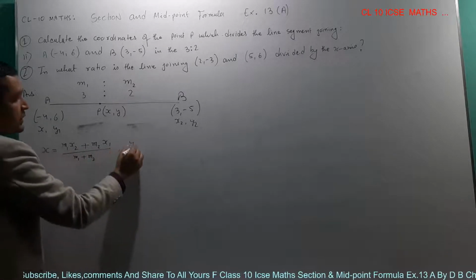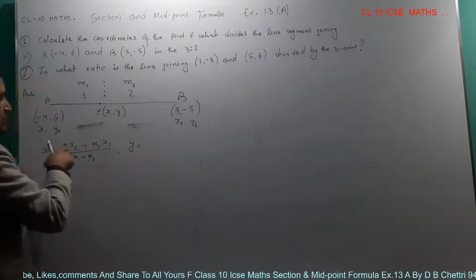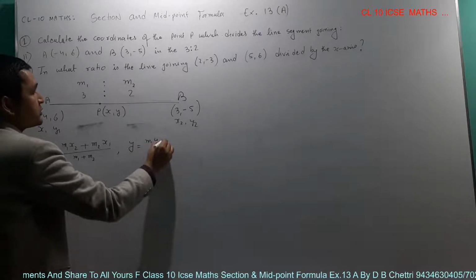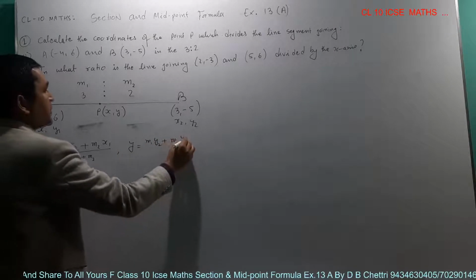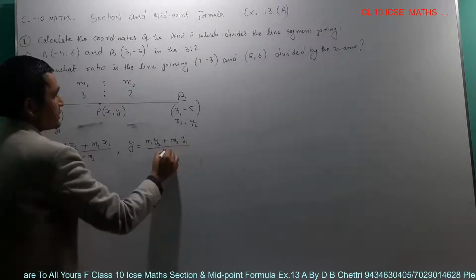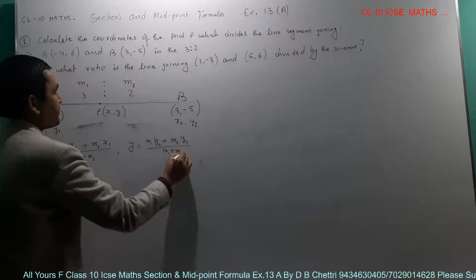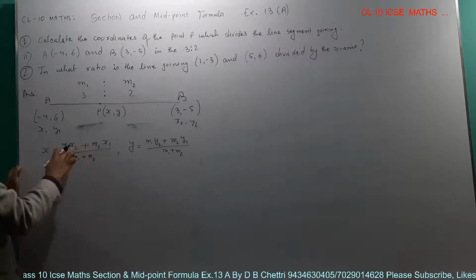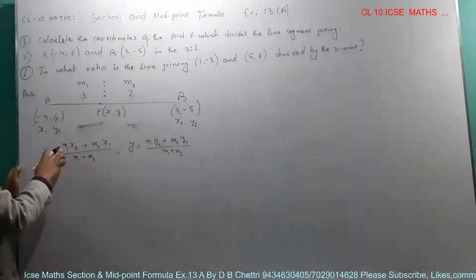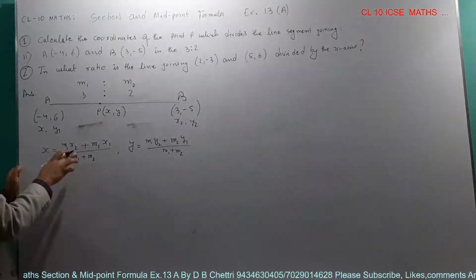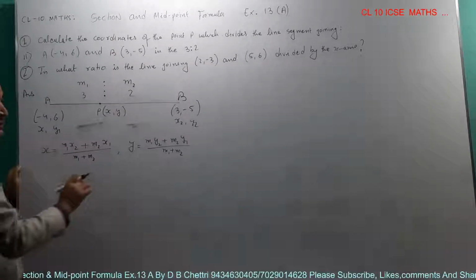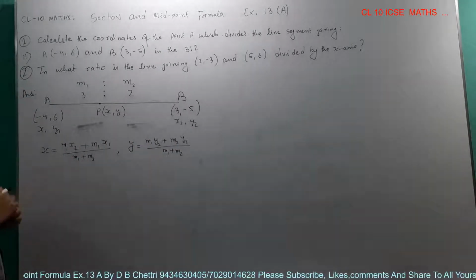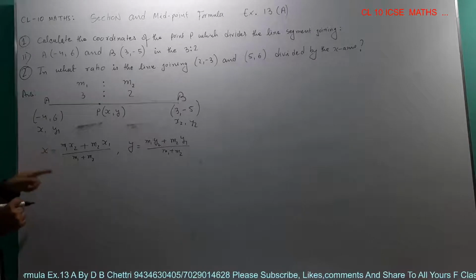And similarly, to find y, take m multiplied with the y coordinate: m is 1, y is 2, m is 2, y is 1, divided by the sum of the ratio. And remember, while finding the value for x, always take the product of the ratio and the x coordinate, divided by the sum of the ratio. Similarly, to find y, there will always be the y coordinate, the y variable.